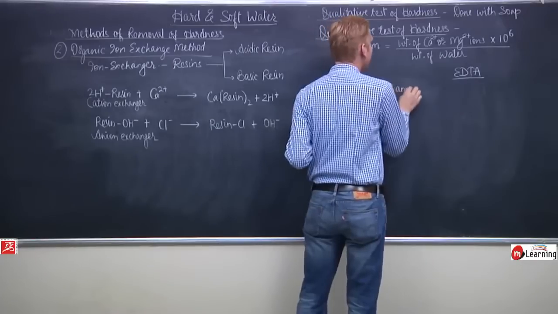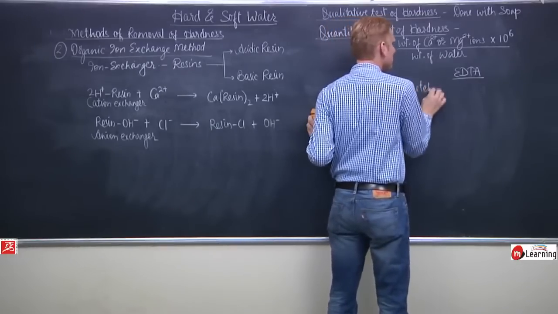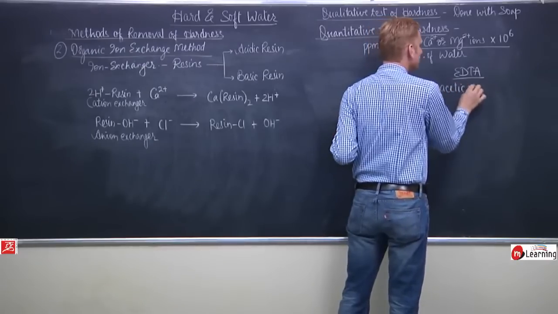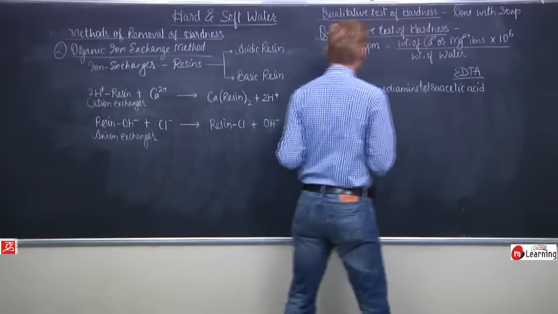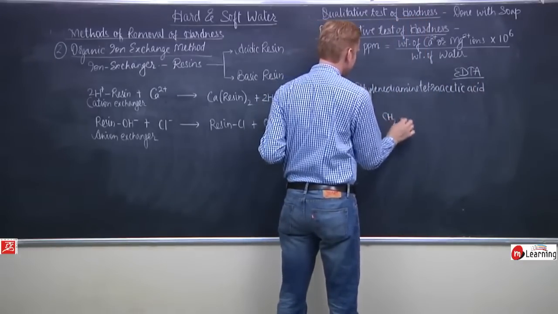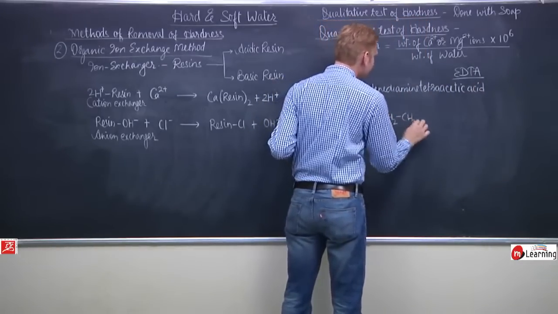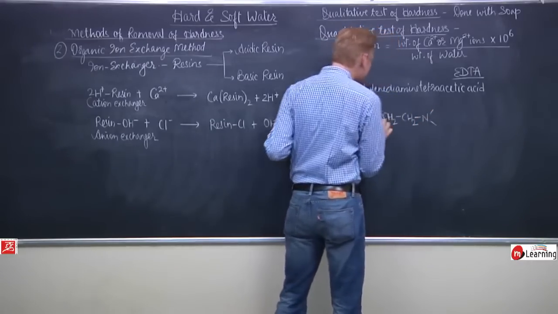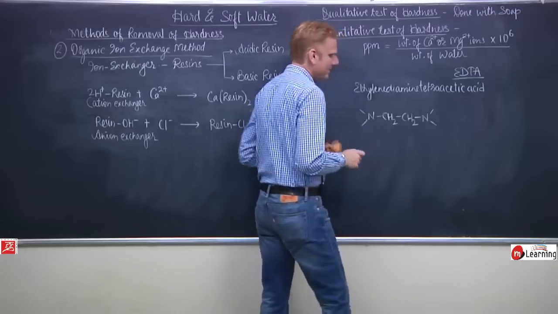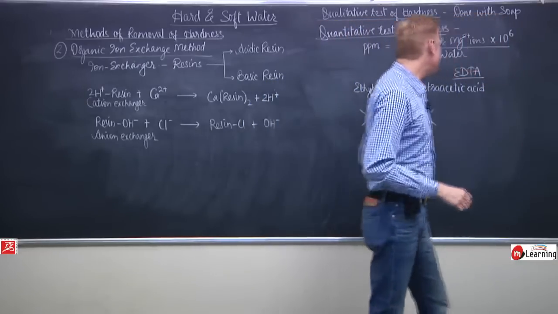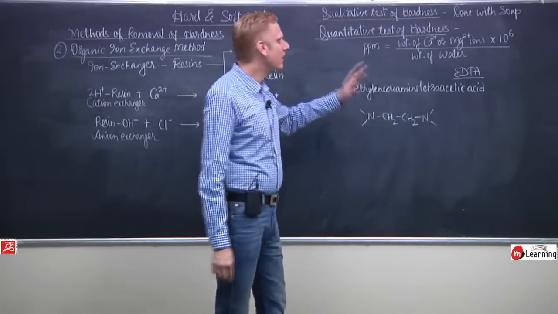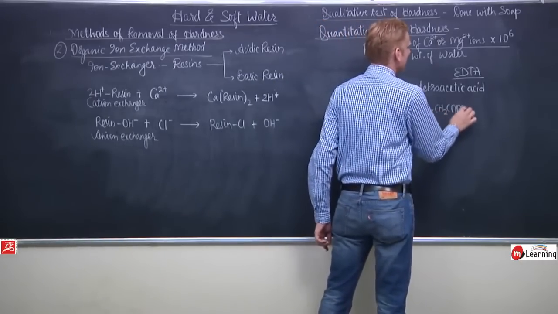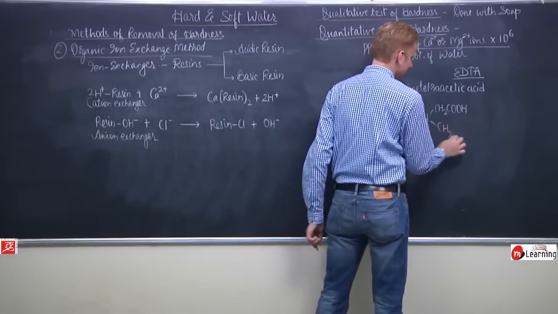Ethylene diamine tetraacetic acid. It is actually a hardness causing agent. I am sorry, it is not actually a hardness causing agent, but it is actually the substance which is used to convert hardness causing agent into a complex which is insoluble in water. This is the formula.